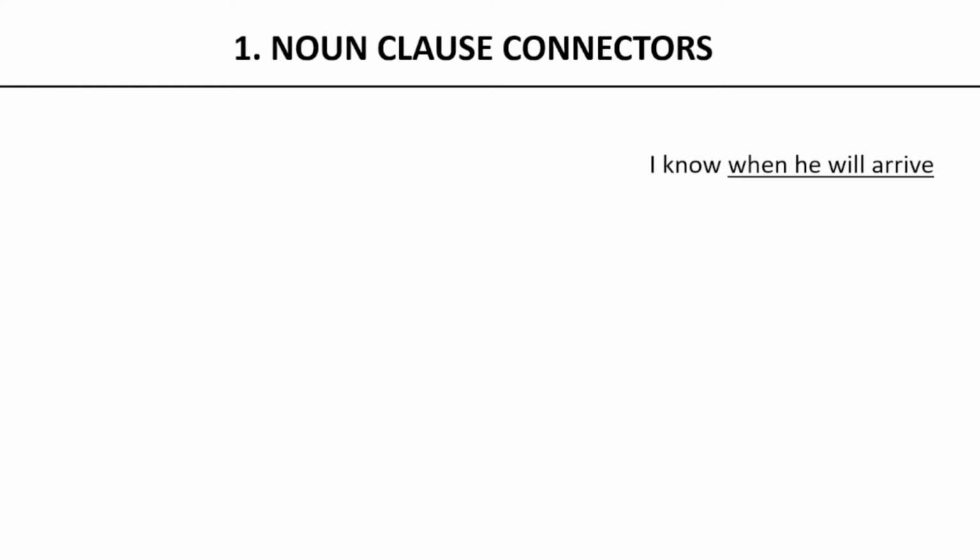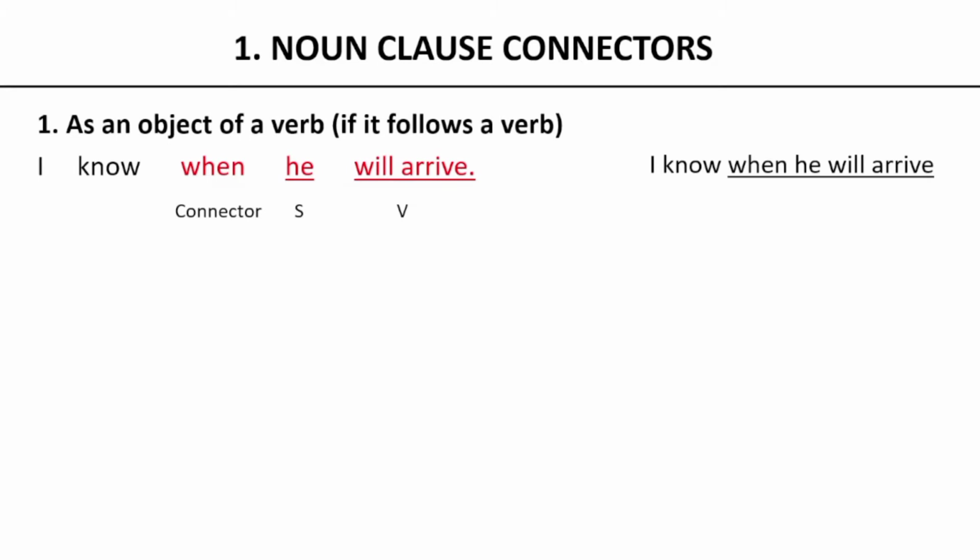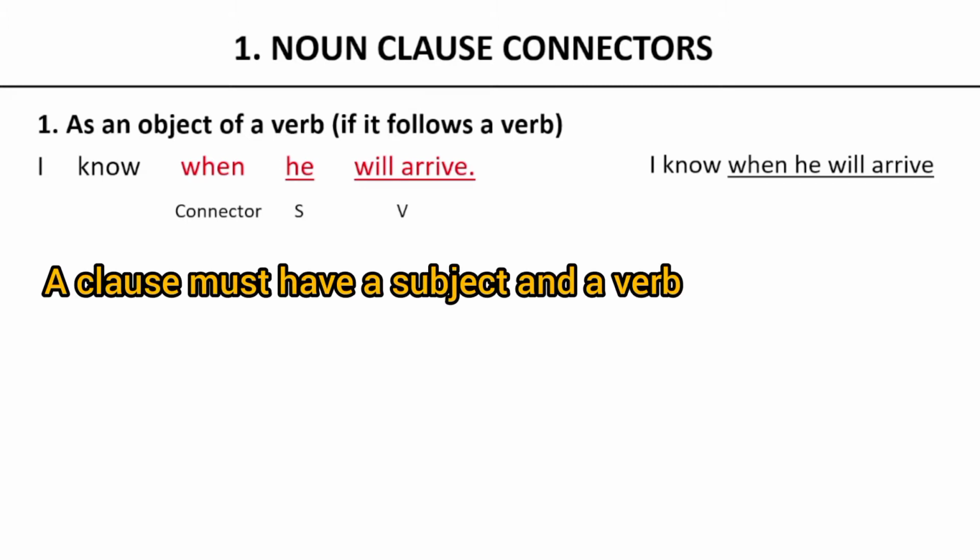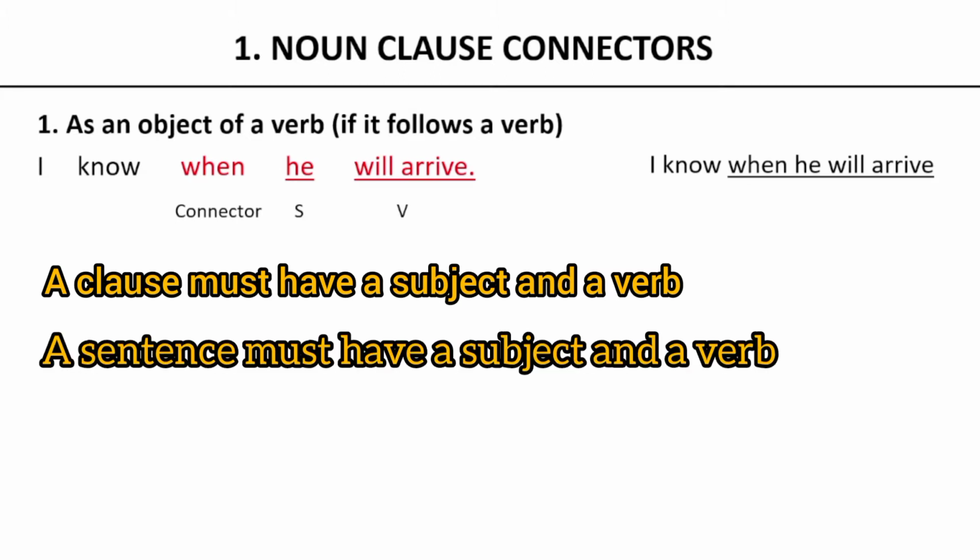The first: I know when he will arrive. So this is an example of a noun clause. Okay, let's look at the form. I know when he will arrive. Here, in the red color, that's the noun clause. We have a connector when, we have subject he, and will arrive verb. So, a clause should have a subject and a verb as well. The same as a sentence. A sentence must also have a subject and a verb, right? A clause also must have a subject and a verb.